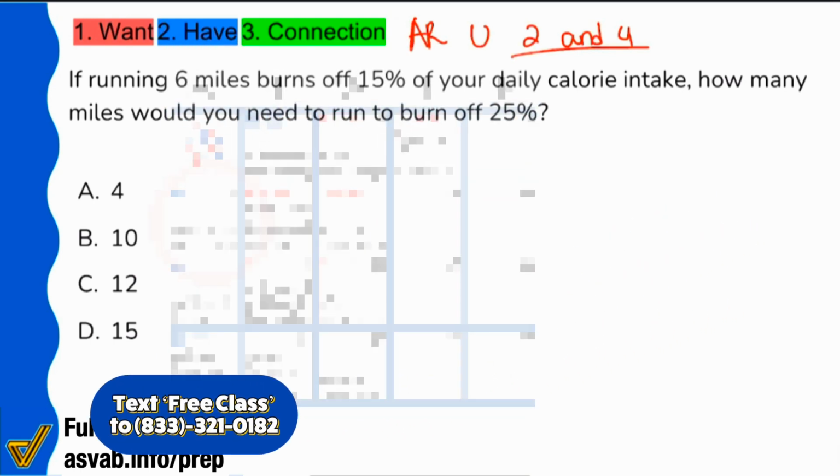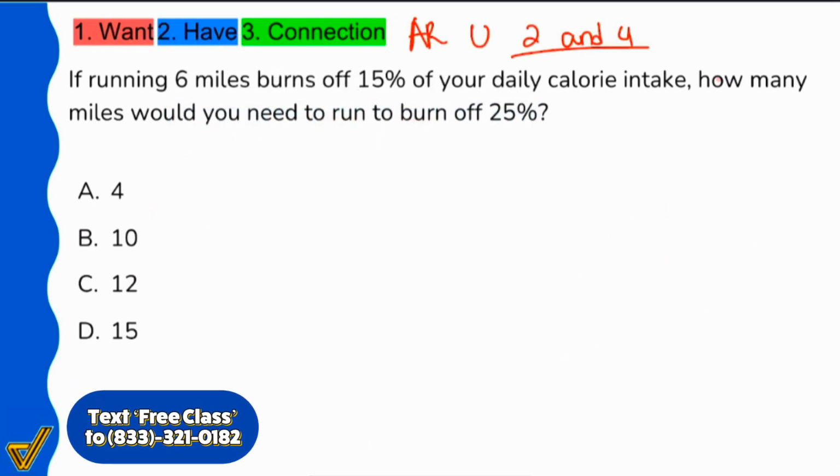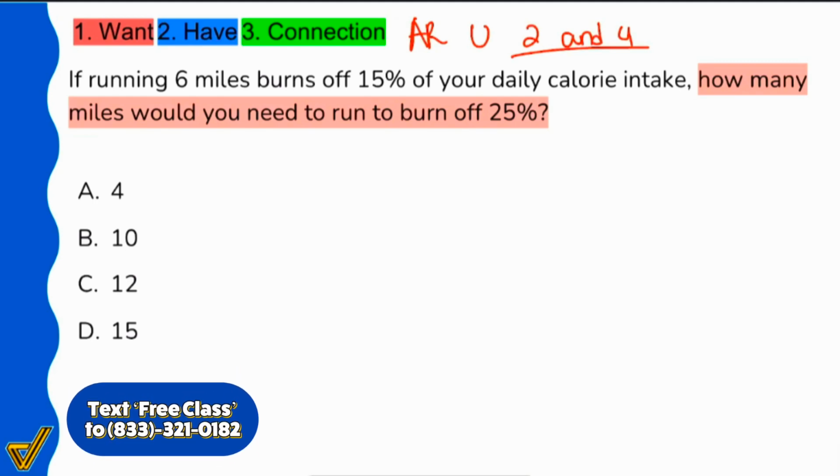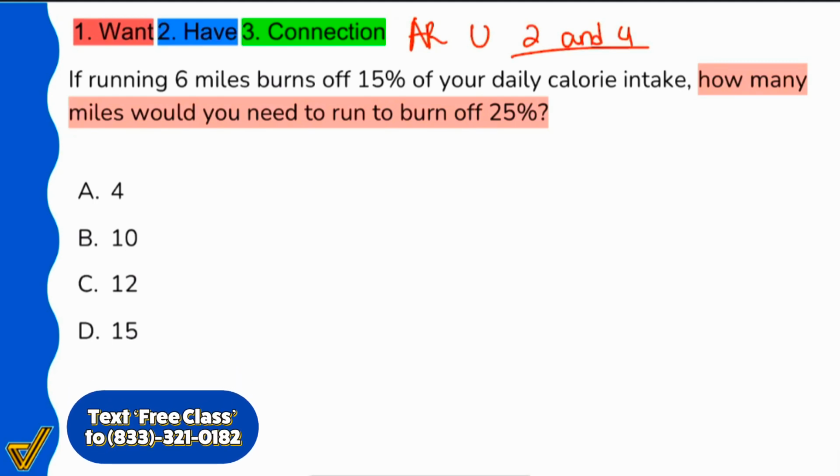So first things first, as always, we're going to read that question. And it says here, how many miles would you need to run to burn off 25%? Okay, sounds good. So we read the first part of the problem here just to get a better sense of the context, because I just saw a number thrown there. We might want to get more context. So here I see that if running 6 miles burns off 15% of your daily calorie intake, how many miles would you need to run to burn off 25%?